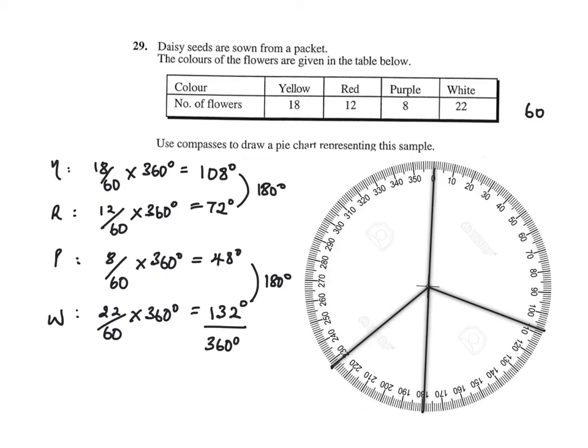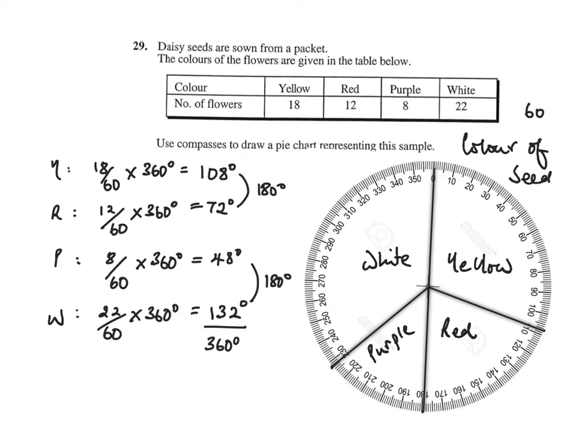And what I can do is, now this is yellow. This is a red. This is purple. And this is white. And we should maybe have colour of seeds as a heading for the pie chart.